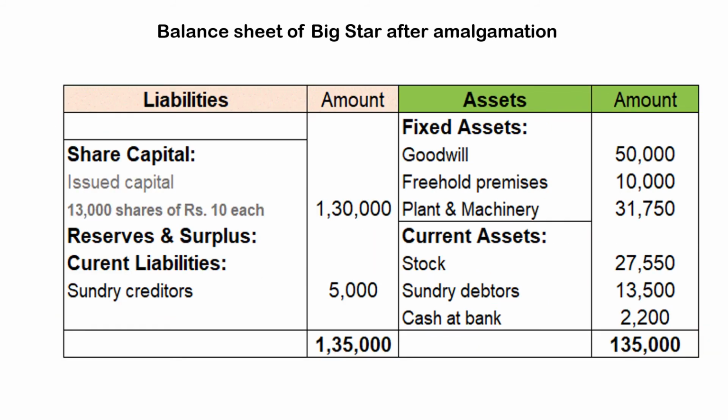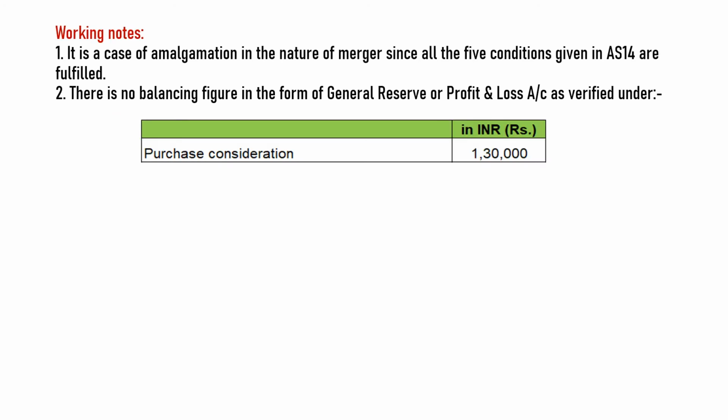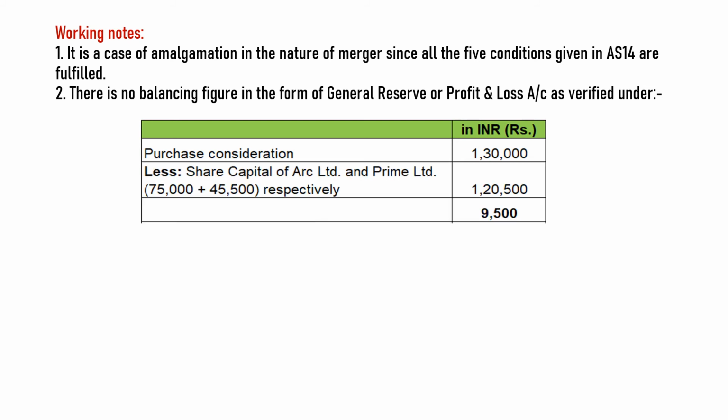Here are the working notes. All 5 conditions given in Accounting Standard 14, AS 14 are fulfilled, and this is applicable to amalgamation cases. There is no balancing figure in the form of either general reserve or profit and loss account. Purchase consideration of rupees 1,30,000 minus share capital of ARC and Prime put together, that is 1,20,500, would give 9,500. That is 1,30,000 minus 1,20,500.